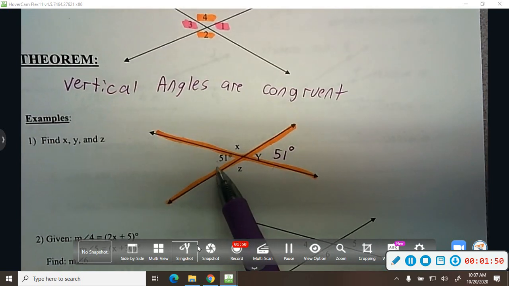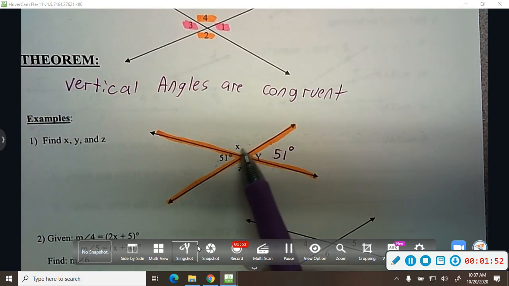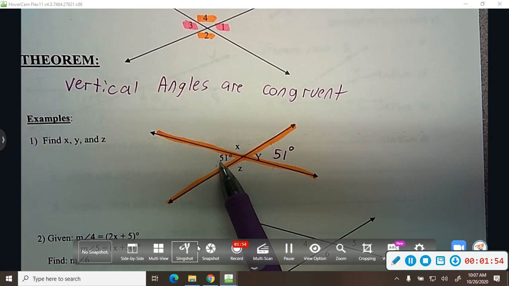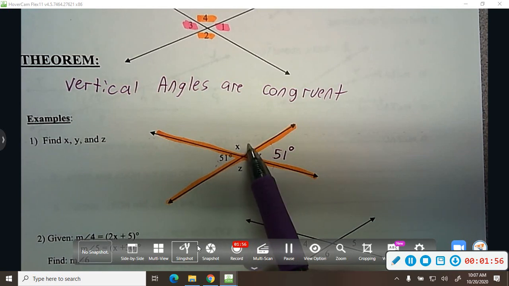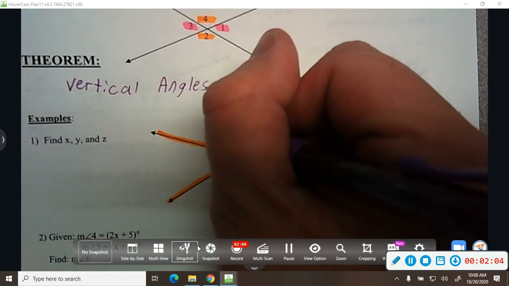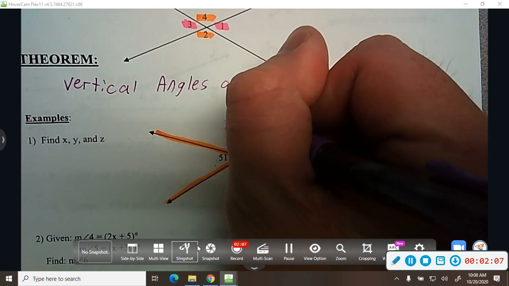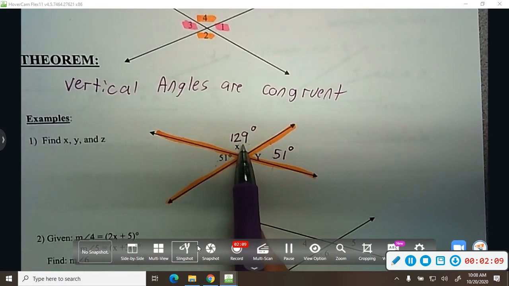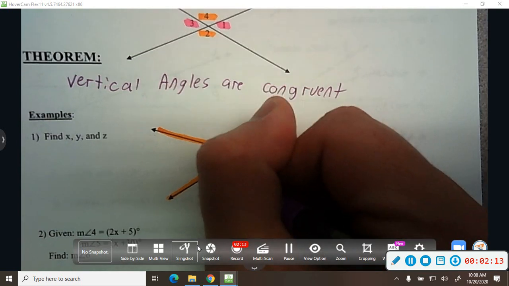And then I also know that these two add up to 180 because they're called linear pairs. So 51 plus what is 180? What would that be? That would be, my brain's off, 129? And if this is 129, because they're vertical angles, angle Z would be 129.